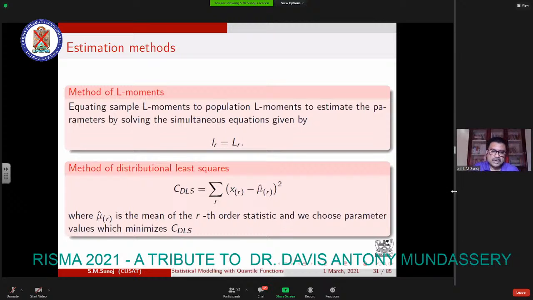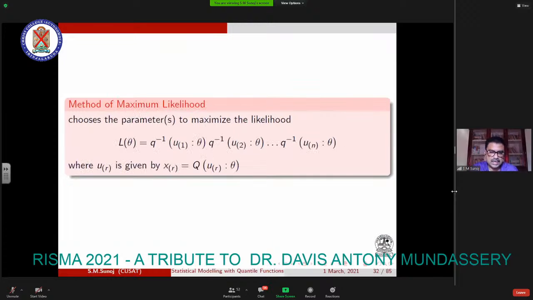And the method of distributional least squares. You are all familiar with the standard least squares procedure. Instead, here we take the method of distributional least squares, where the sum of squares of the differences between order statistics and the estimates of the mean is minimized, and through which we find the estimates. The method of maximum likelihood is also used, by constructing the likelihood function, maximizing it, and through which we can estimate the parameter theta.